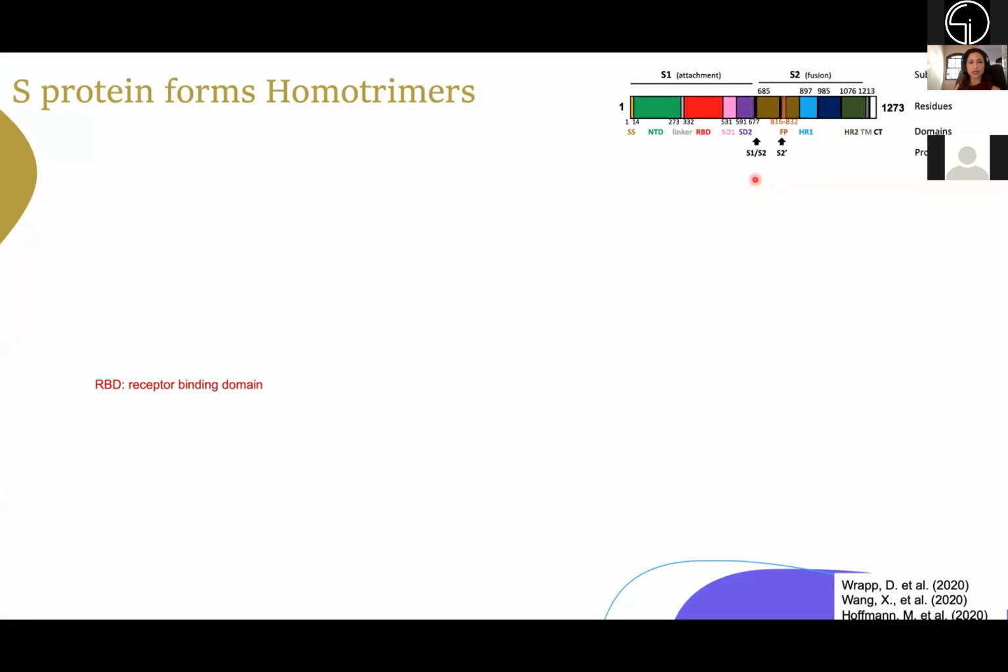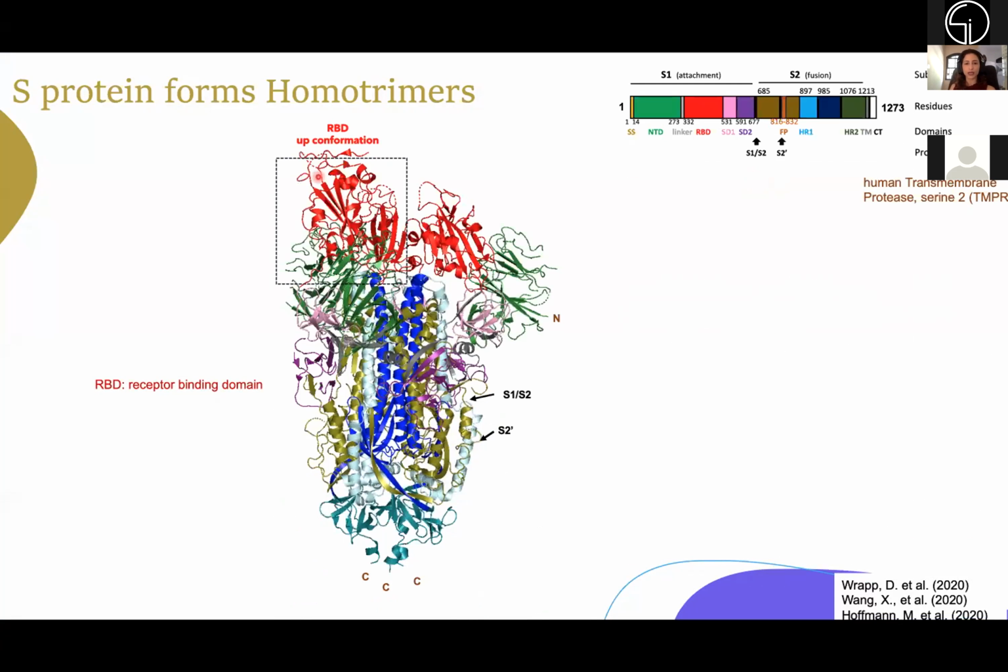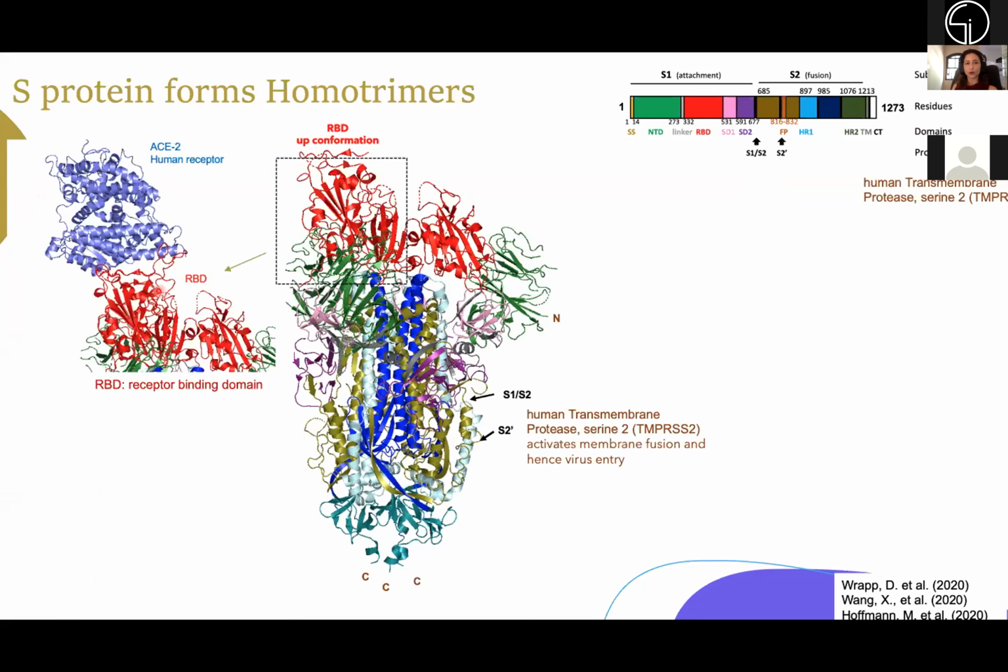So the S protein forms homotrimers as shown in this cryo-EM structure. There are 3 copies of the same protein, and this is a very big protein with 1,273 residues shared in different domains as shown here. One of them that is very important is the RBD domain, colored in red. That is the receptor binding domain, shown here in the up conformation, the other 2 in down conformation. When it's in the up conformation, it binds human ACE2, only in the up conformation.